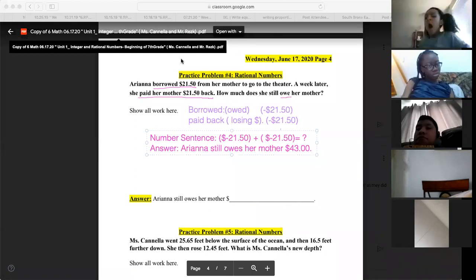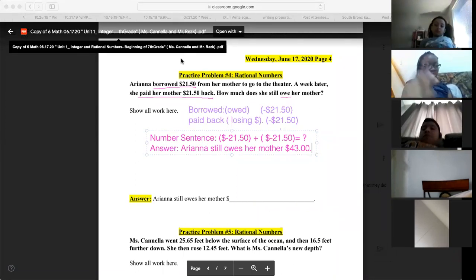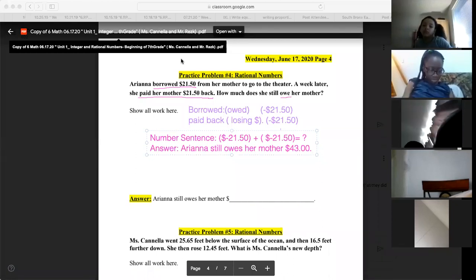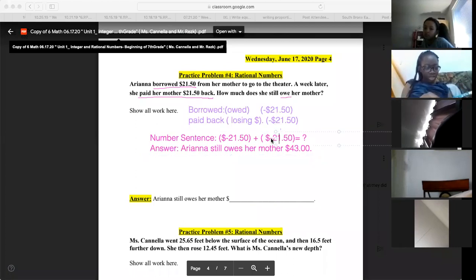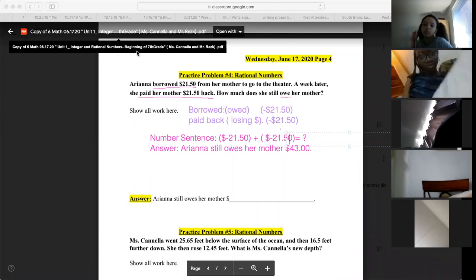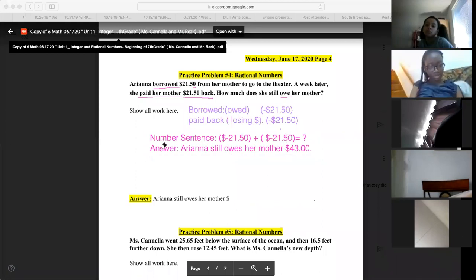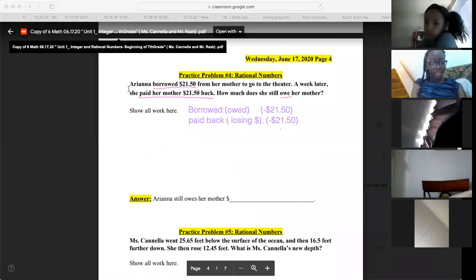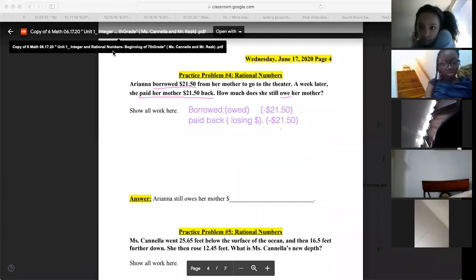Miss Canella, if she owed $21.50 and she paid her mother back $21.50, doesn't that mean she paid her debt in full? Oh my goodness, you're right. My mistake. You are so right on that. So basically, she owes her mother $0 because she paid it in full. Thank you for catching that. So that's two mistakes I made today.